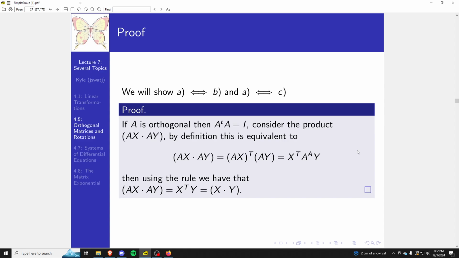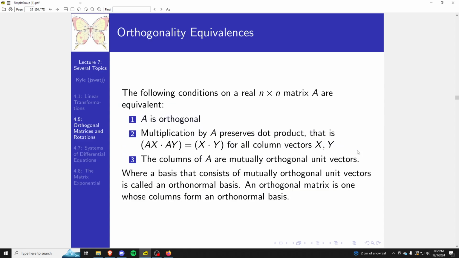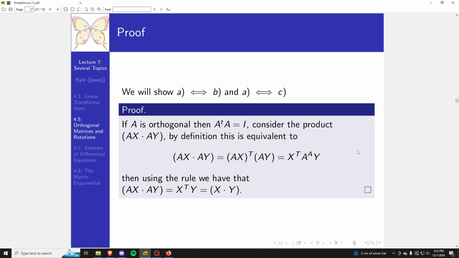And so to prove this proposition, we'll prove A if and only if B, and that A if and only if C. So starting with A, which is that A is orthogonal, we're going to show that multiplication by A preserves dot product. And so if A is orthogonal, then the transpose of A times A is the identity. And if we consider the dot product, then by definition we can rewrite it like this, which is what we noted before.